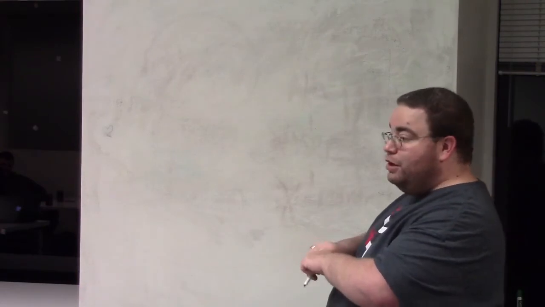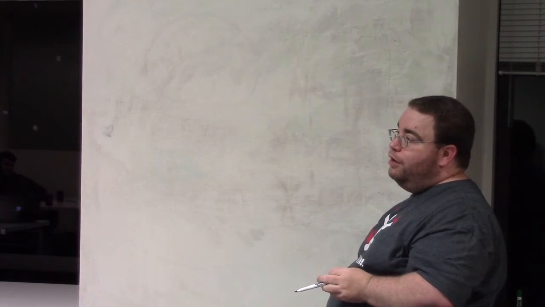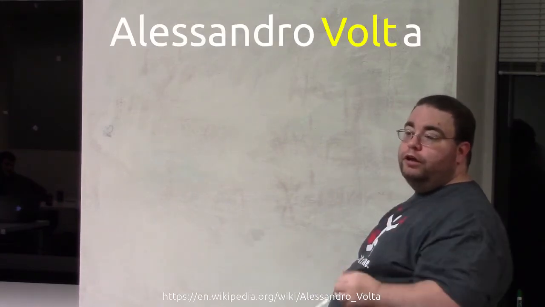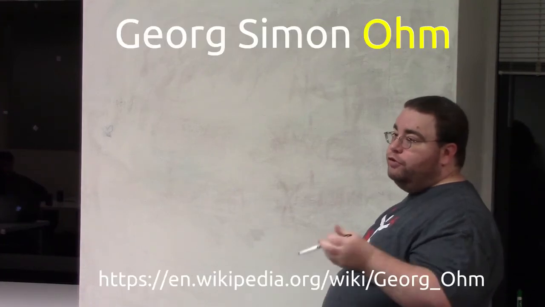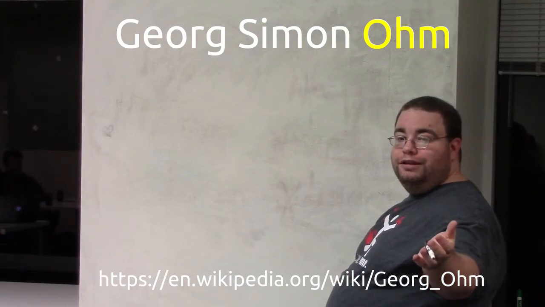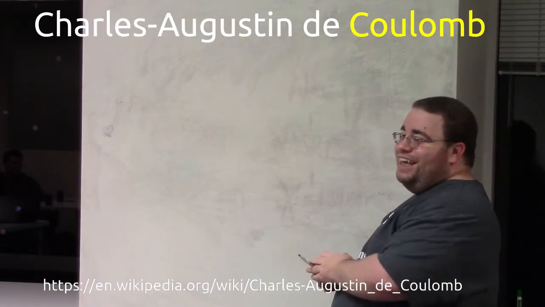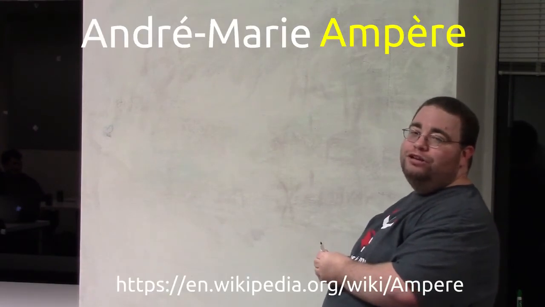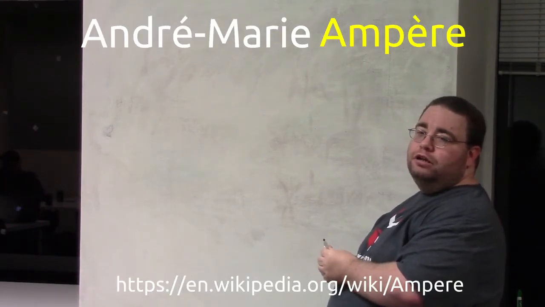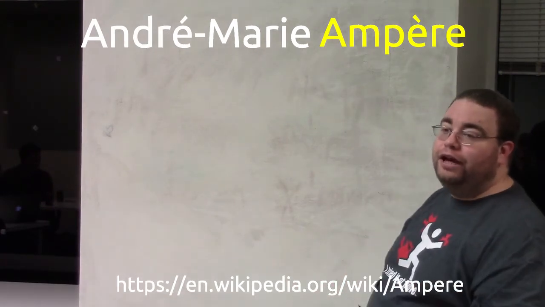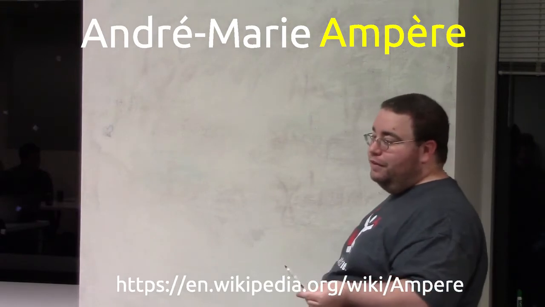By the way, as far as naming goes, volts are called that because they're named after somebody, Alexander Volta. Ohms are named after George Ohm. Coulomb. And amps are ampere. I think it's the last name of the person that made it. They're all named after people.